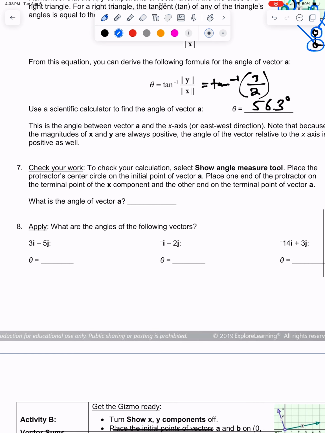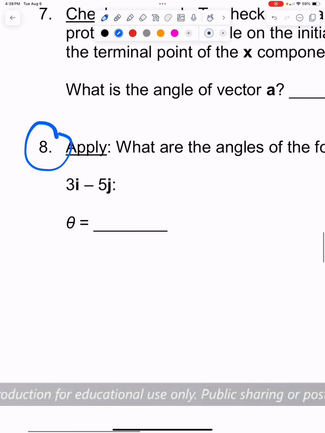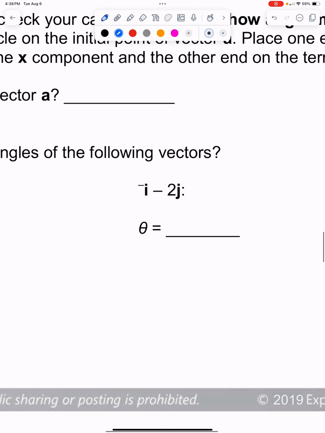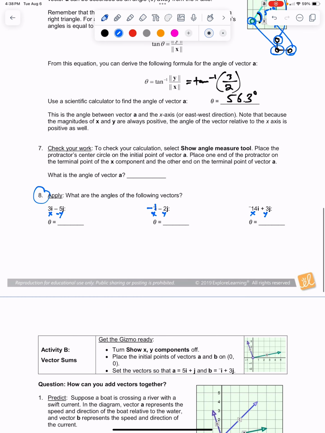Okay, go ahead and take some time to finish out part A. Pause the video and complete part A. This being 3 in the X direction, -5 in the Y direction, -1 in the X direction. So that's -1 in the X direction, -2 in the Y direction, -14 in the X direction, 3 in the Y direction. Pause the video and complete part 7.